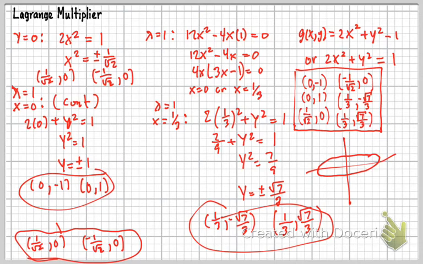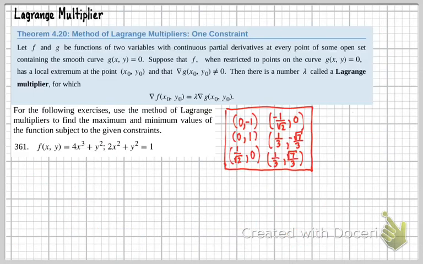So now what we're going to do with those is classify them and find out which ones are maxes and which ones are mins. And that's what we're going to do now. All we have to do is plug in the function value. The largest value wins for maximums, and the smallest value wins for minimums. And that just goes back to what it said: use Lagrange multipliers to find the maximum and minimum values of the function, subject to the constraint.